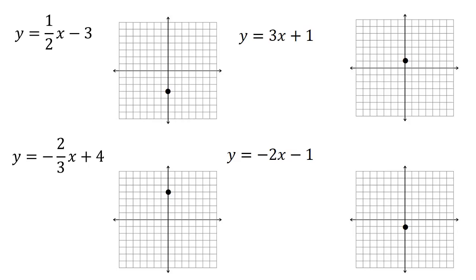Now I'm going to use the slope, the m, to describe how to move from the dot I've already plotted to a second dot. So in this first graph, y equals 1/2 x minus 3, my slope is 1/2. What that's telling me is from the dot I've already plotted at -3, I'm going to go up 1 and 2 to the right. And if I wanted more dots, I could continue that.